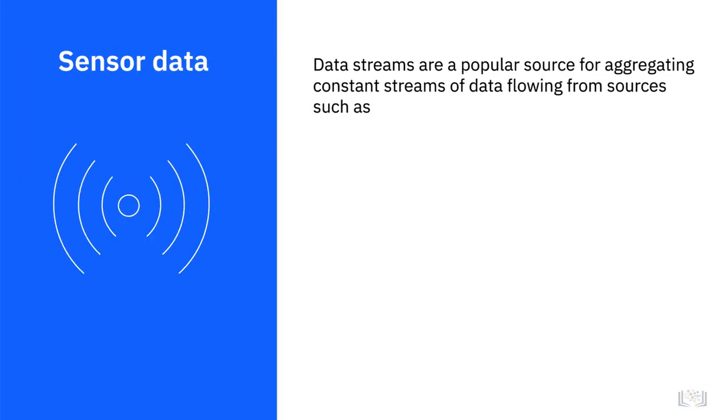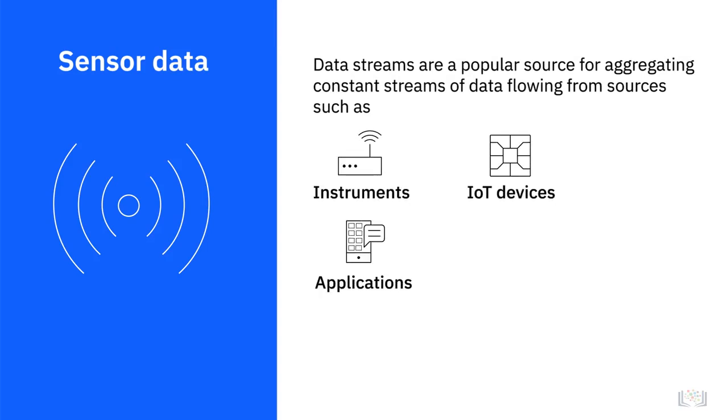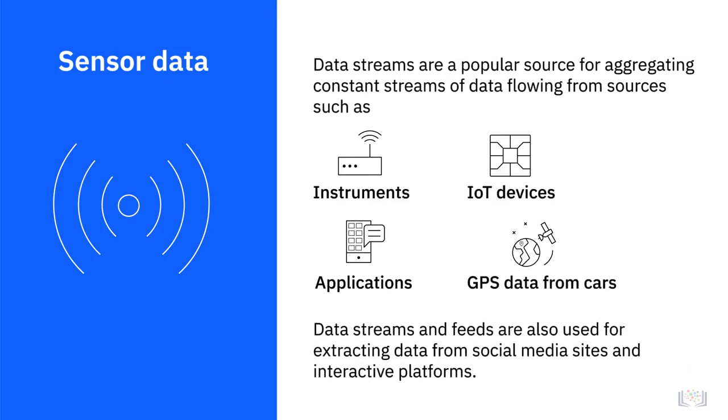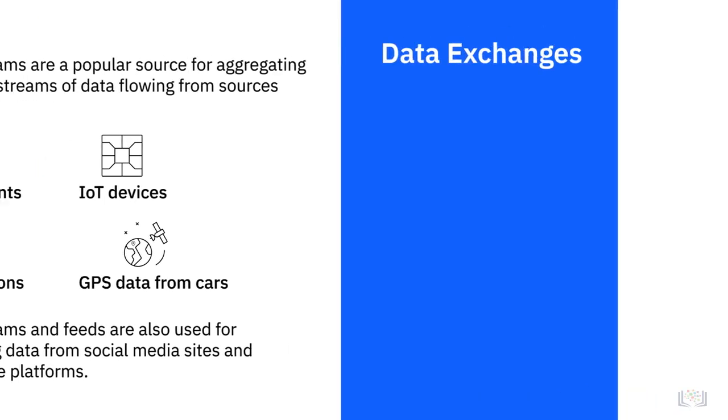Data streams are a popular source for aggregating constant streams of data flowing from sources such as instruments, IoT devices and applications, and GPS data from cars. Data streams and feeds are also used for extracting data from social media sites and interactive platforms.